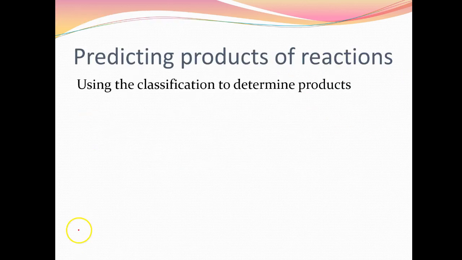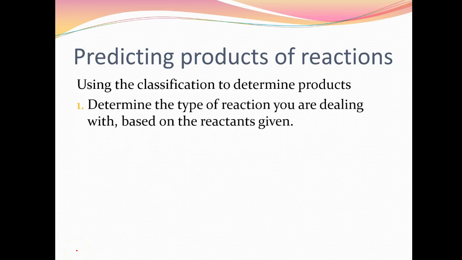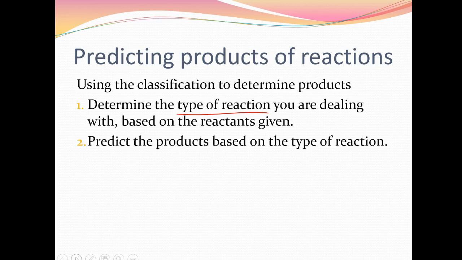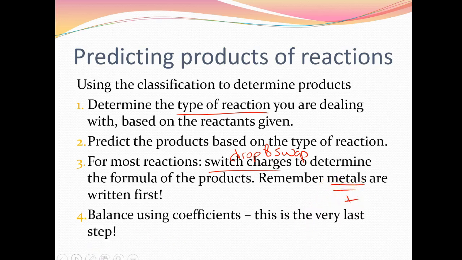So we're going to use classifications, which we learned about earlier, to determine the products. So first of all, determine the type of reaction you're dealing with based on the reactants given. Predict the products based on the type of reaction. And then for most of the reactions, not all, most of them you're going to drop and swap to figure out the products' formulas. Remember, the metals are always written first. The positive ions are always written first. And then balance using the coefficients.